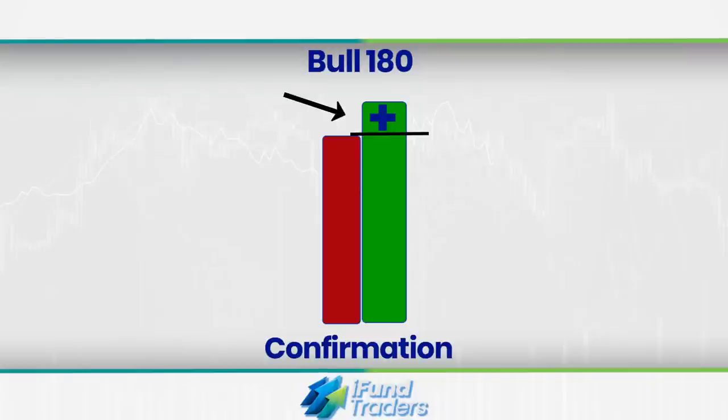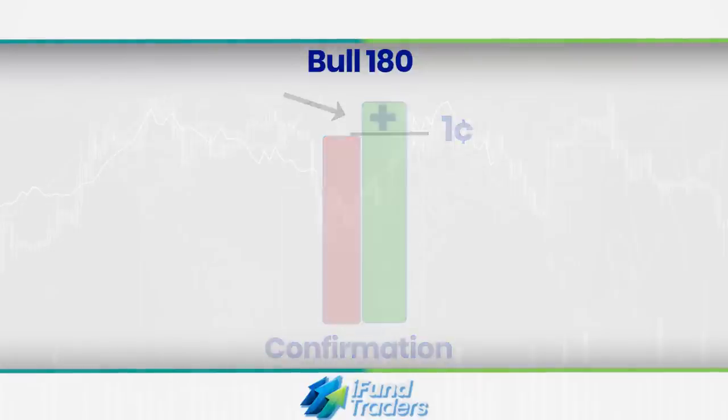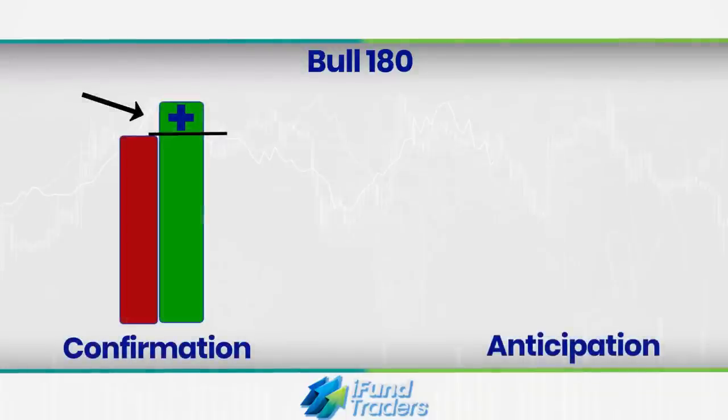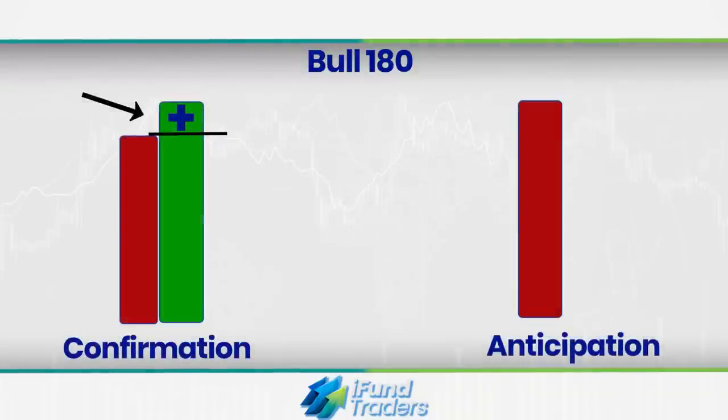Now, when do you get in above the red? One penny above is enough. You don't need any more confirmation. The green wiping out the red is all you need. This green bar has neutralized the negativity of the red bar next to it. Now, what's the anticipation? What if your red bar is extra red?